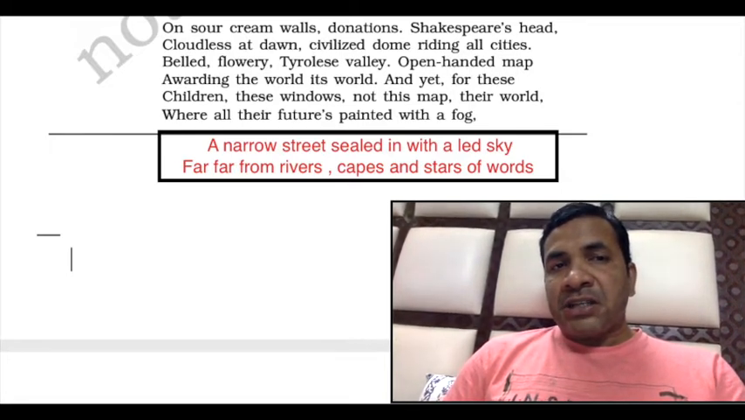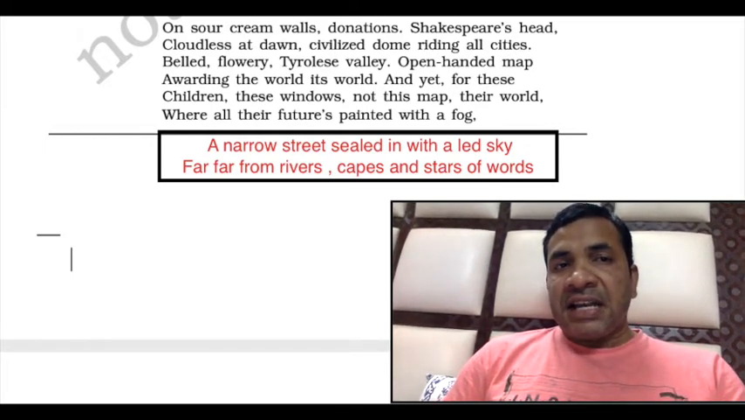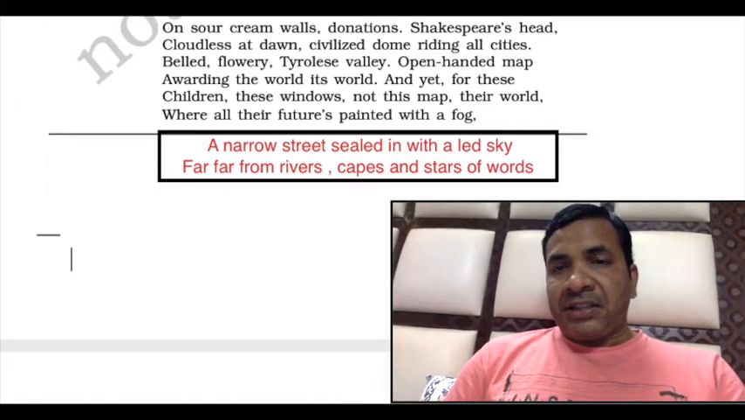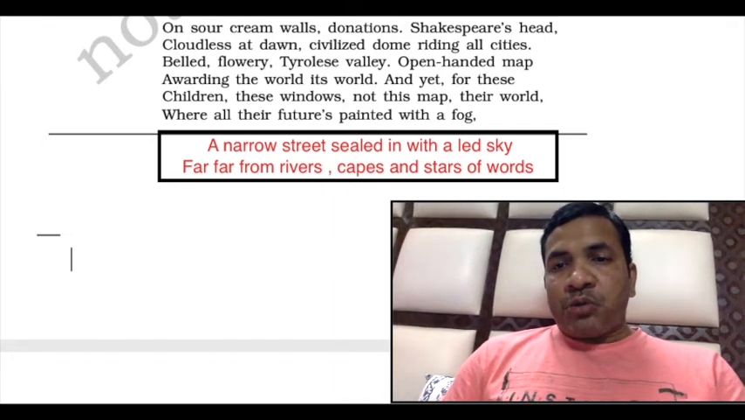So that kind of scenery is also hanging over there on the wall of the classroom. A scenery, a landscape of a cloudless sky at dawn. Then the third thing that has been used for the purpose of decoration are the civilized dome riding wall cities.